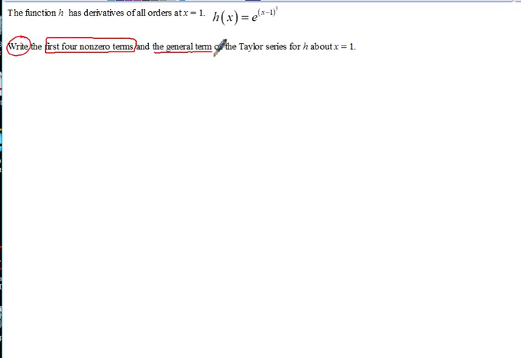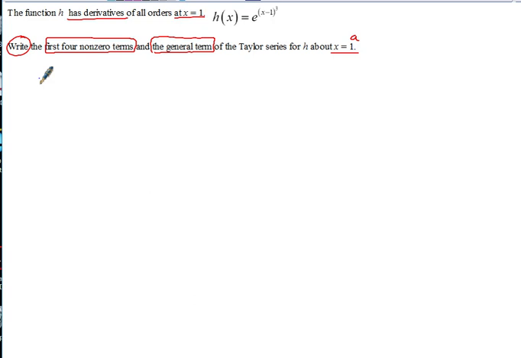and the general term of the Taylor series for h about x equals 1. So again, there's our a value. All right, and it says it has derivatives of all orders at x equals 1, so all the derivatives exist at 1. So let's refresh our memory on the pattern for e to the x.